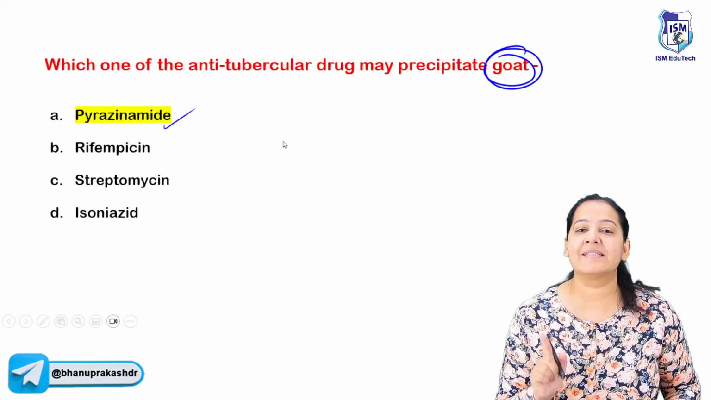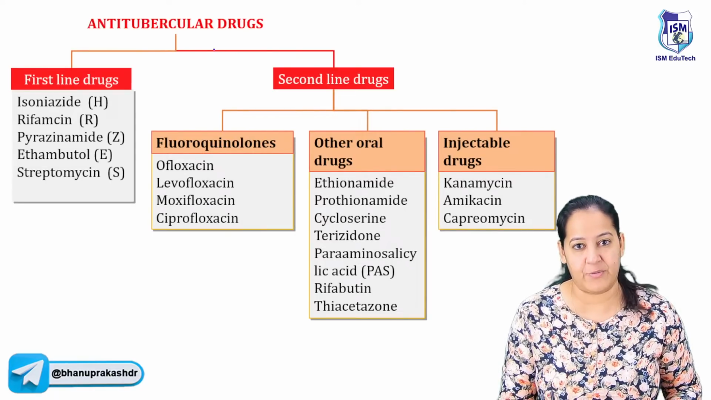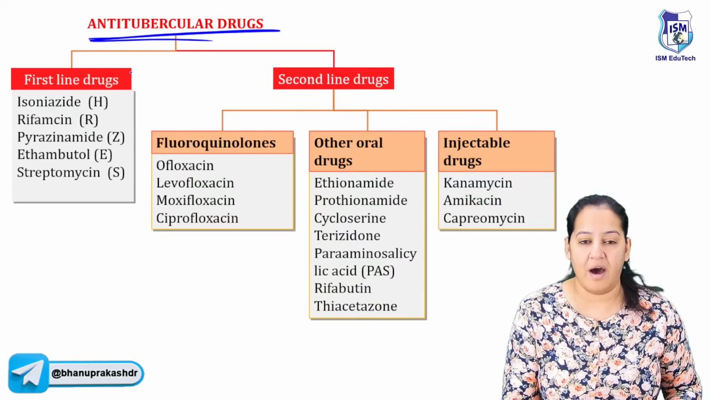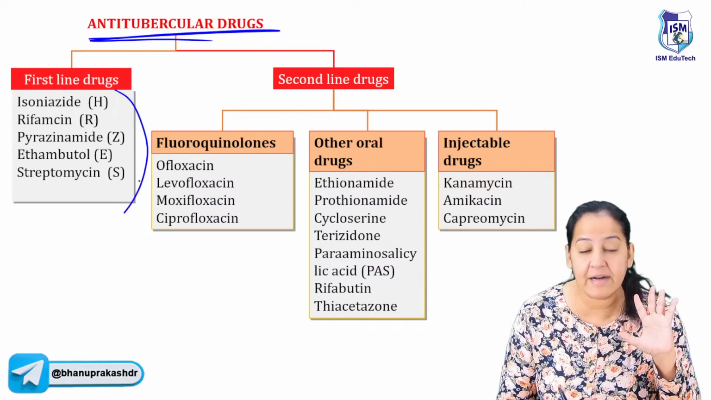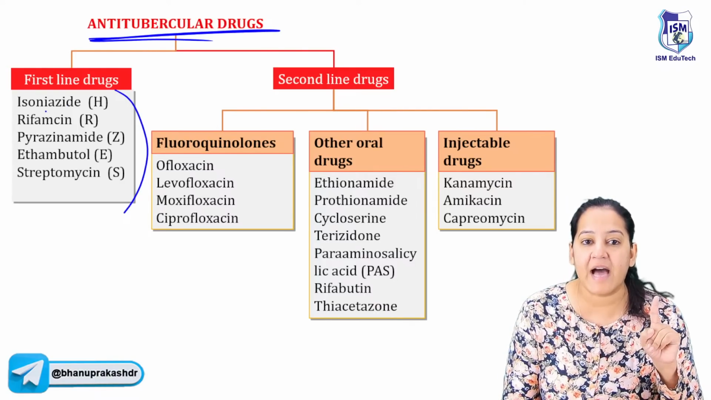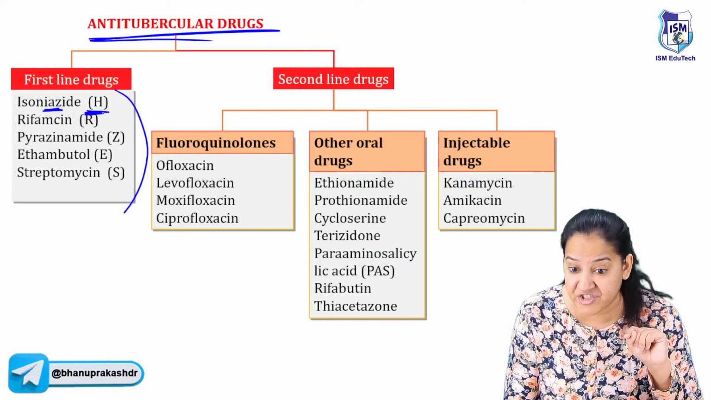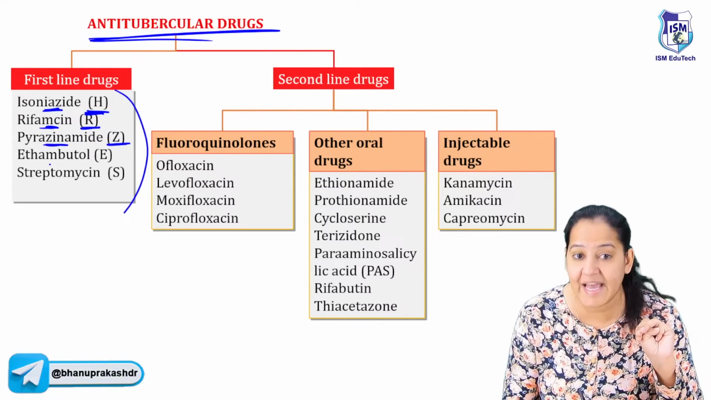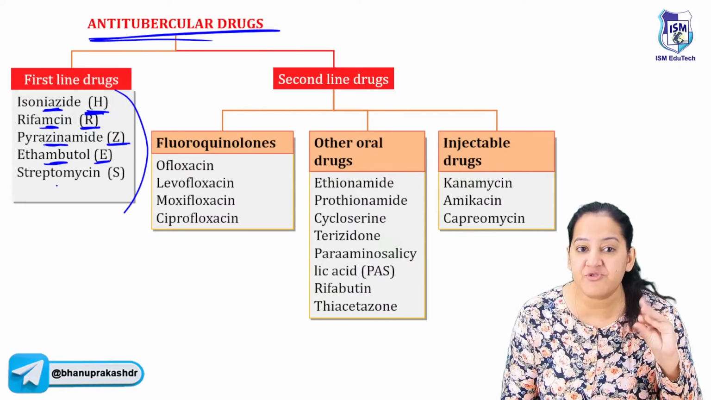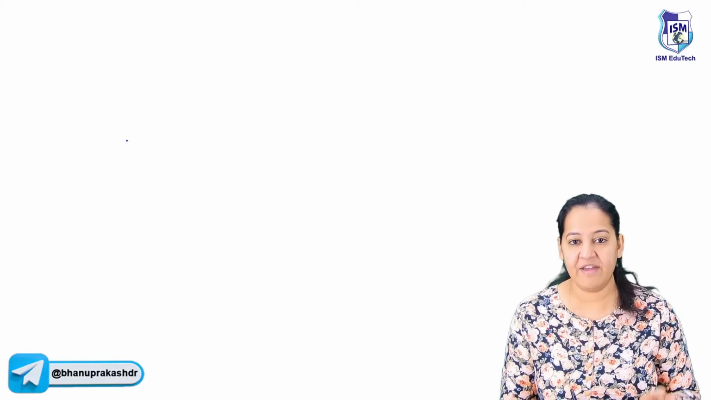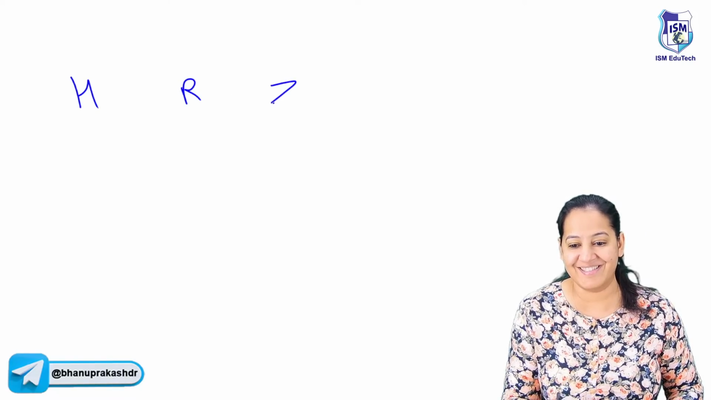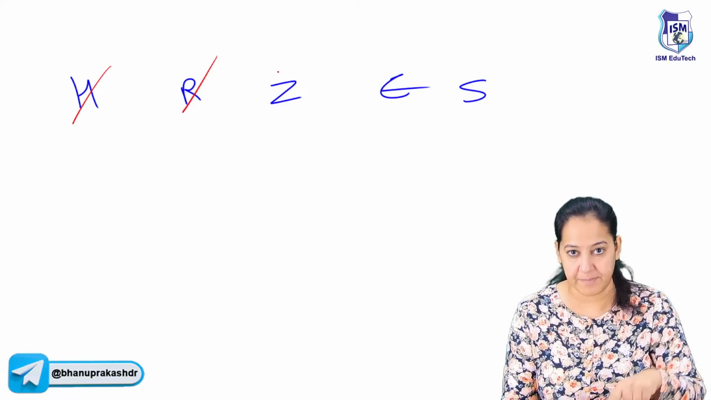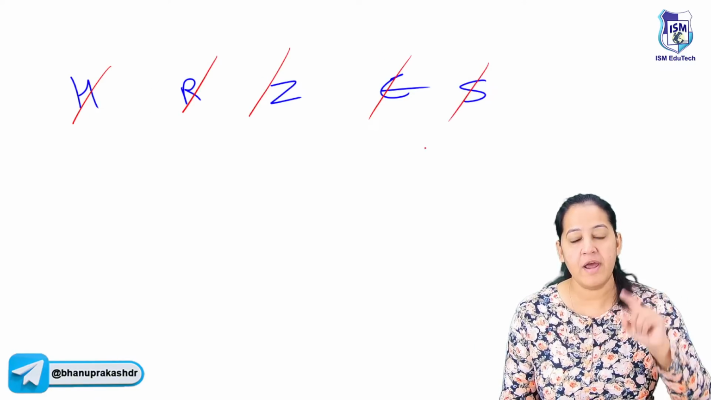So let's discuss anti-tubercular drugs, anti-tubercular treatment. There are 5 first-line drugs we use in the treatment of TB. Isoniazid, represented by the letter H. The second is rifampicin, represented by the letter R. Pyrazinamide, Z. Ethambutol, E. And streptomycin is S. So basically we have 5 drugs: HRZES. Isoniazid, rifampicin, pyrazinamide, ethambutol and streptomycin.